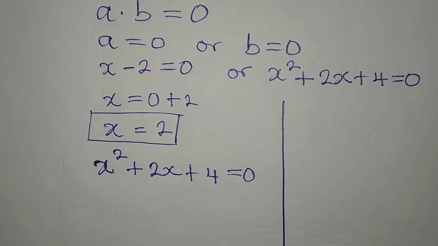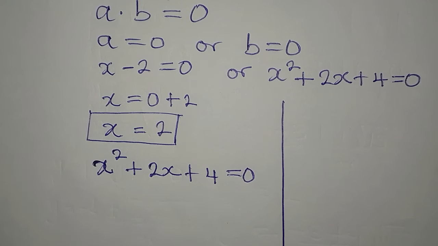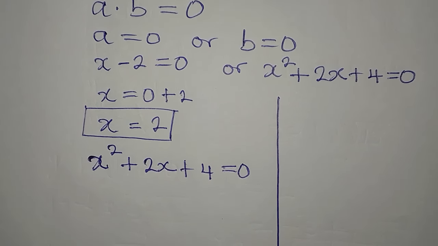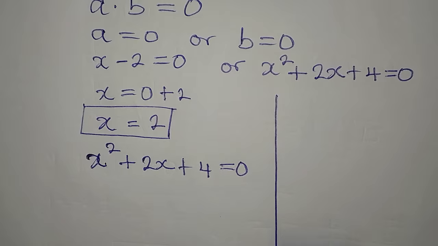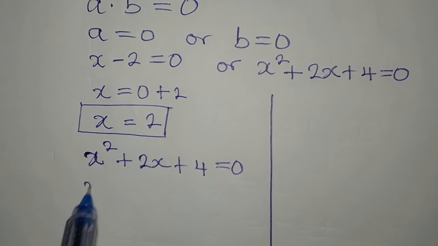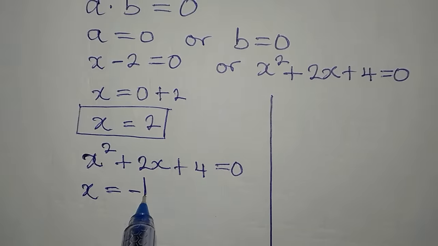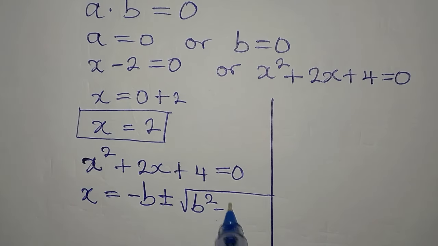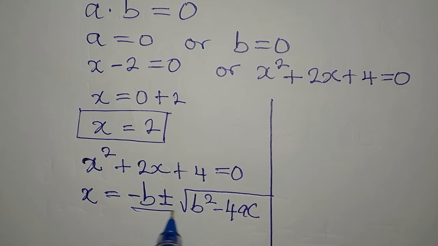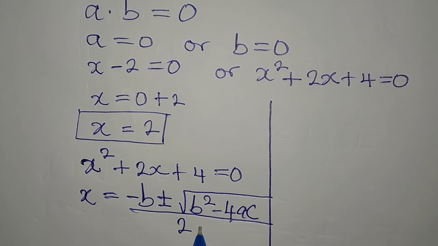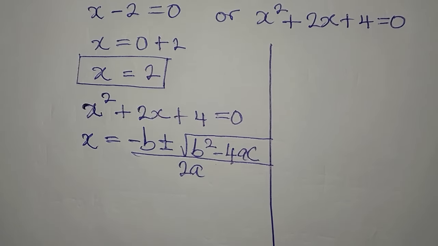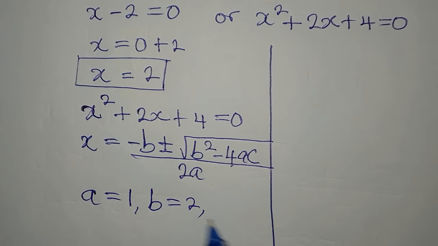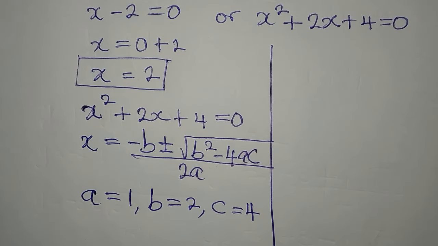Okay, when you see an equation like this, it's quadratic, and I suggest you always go for the formula method because it can solve every quadratic equation. The formula is x equals minus b plus or minus the square root of b squared minus 4ac, all divided by 2a. Now what is our a? a is 1, b is 2, and c is 4, right?